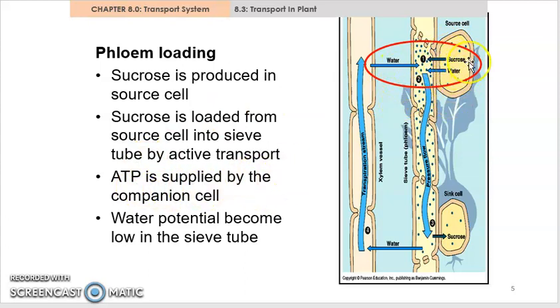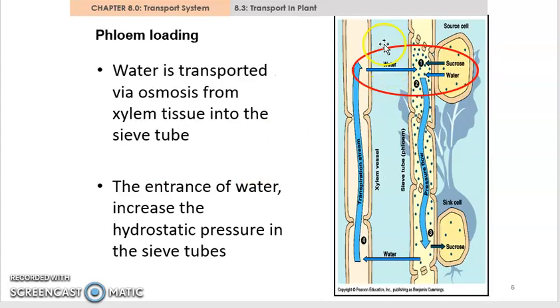So what happened once sucrose is loaded into the sieve tube from source? Okay, so sucrose ni dia adalah solute. So what happened to the water potential in the sieve tube here? It will become low. Okay. And then, di sebelah sieve tube ni, ada xylem. So, since water potential in the sieve tube here is low, apa yang akan berlaku? Water is transported via osmosis from xylem tissue into the sieve tube. So, maksudnya water from the xylem will diffuse into the sieve tube by osmosis.